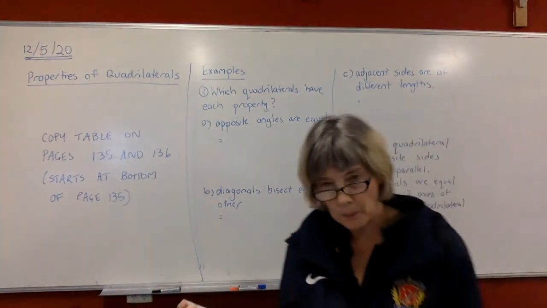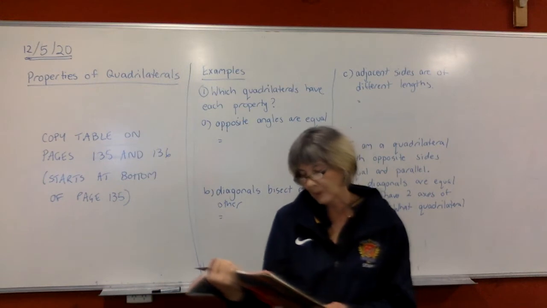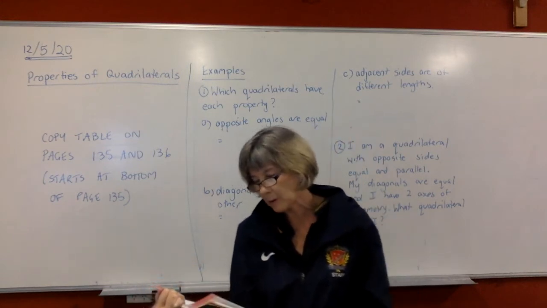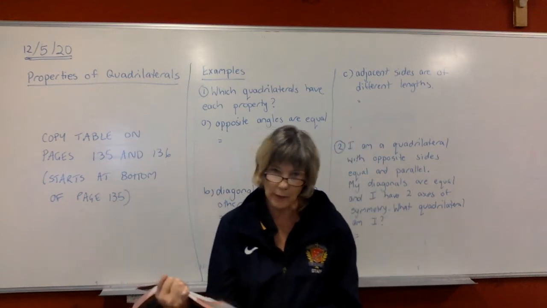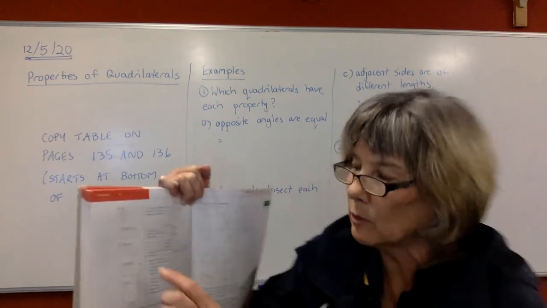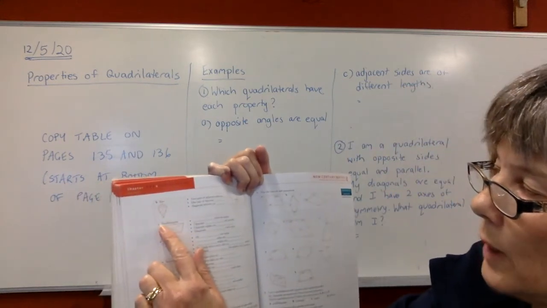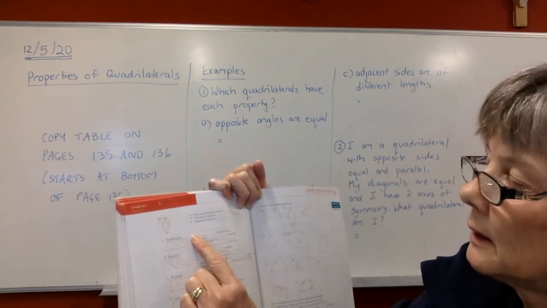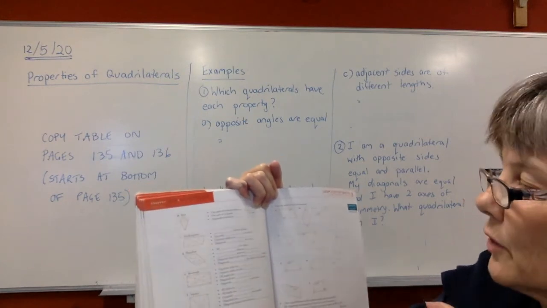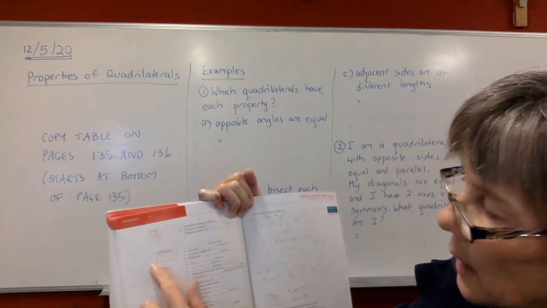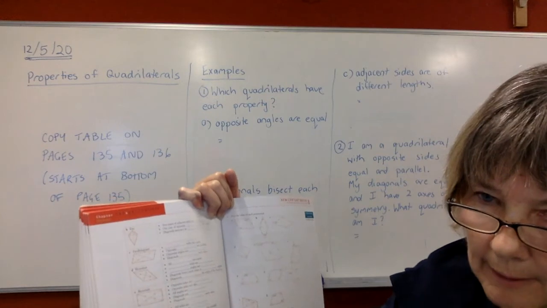So we're going to write opposite angles are equal. The fourth dot point says diagonals something each other. Well, here are the diagonals, the two lines that go from one corner to the opposite corner, or one vertex to the opposite vertex. So what do the diagonals do to each other?